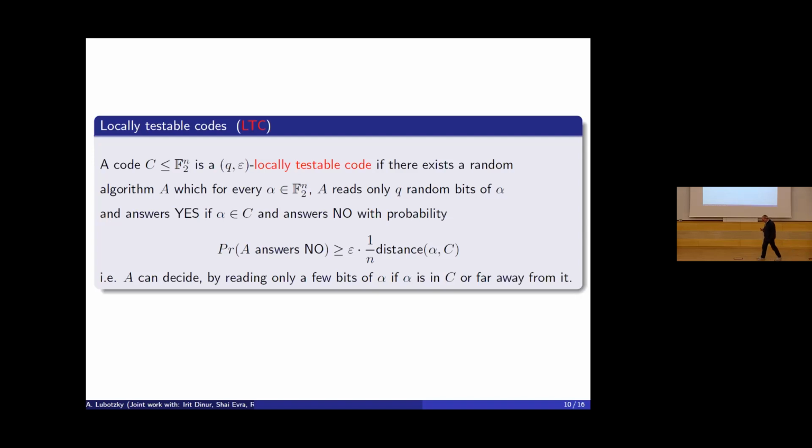Let me explain. What we really want here is a random algorithm that maybe will not succeed 100% of the time, but will succeed with probability 99%, that if you get a vector, it can tell you whether the vector is of distance 5% from the code. Why? You get a huge vector of 200,000 bits.